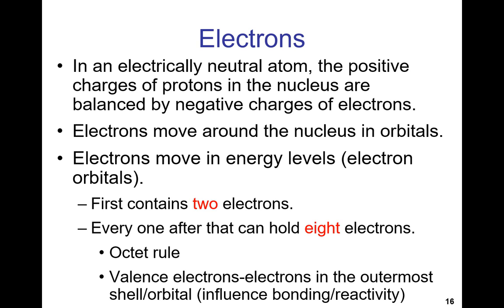Whenever we have an electrically neutral atom, the positive charges of protons in the nucleus are balanced by the negative charges of electrons. Electrons, as we said, move about the nucleus in orbitals or shells or energy levels. The first shell can contain up to 2 electrons, and every one after that holds 8 electrons. This is the octet rule. Valence electrons are those in the outermost shell or orbital. This is going to influence bonding or reactivity, as we're going to see.